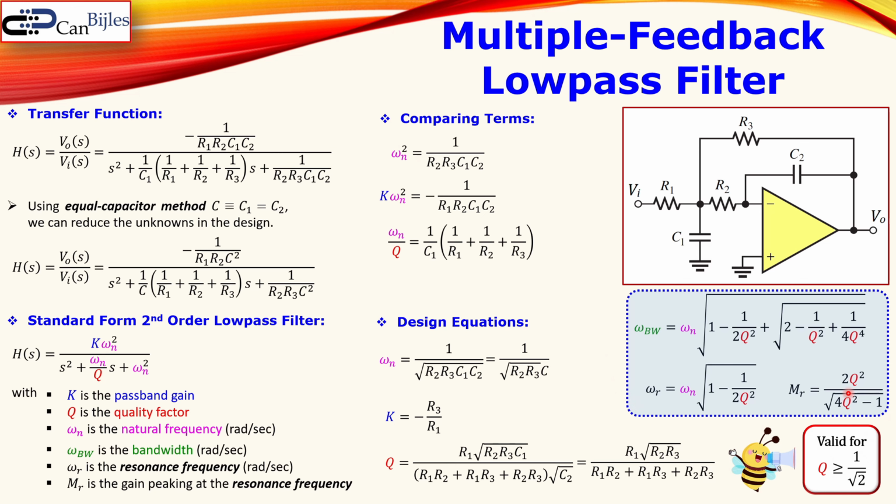By the way, this is only valid if our Q is equal to or larger than 1 over the square root of 2, or the square root of half. So if you have a Q of, let's say, 0.1, this is not valid. You can see that also from this expression. In order to have this expression valid, you need to have the Q equal to or larger than 1 over the square root of 2.